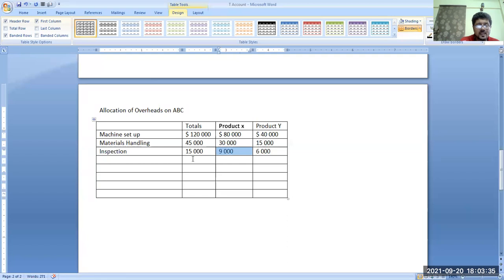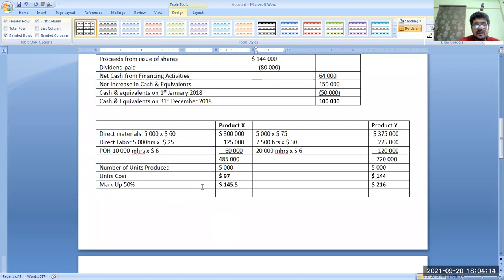Okay. Now see the totals. This is 180,000 definitely. Out of this, 80 plus 30 plus 9, 119,000, and 40, 15, 6, 61,000. Yes, 61,000 is for allocation of overheads on activity basis.